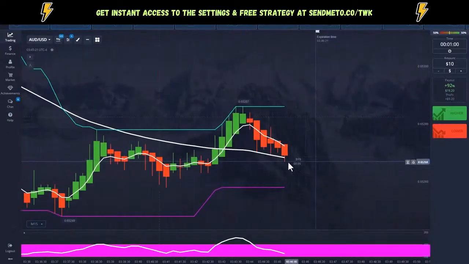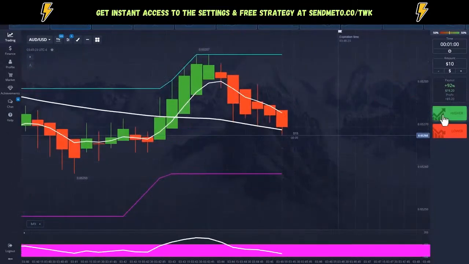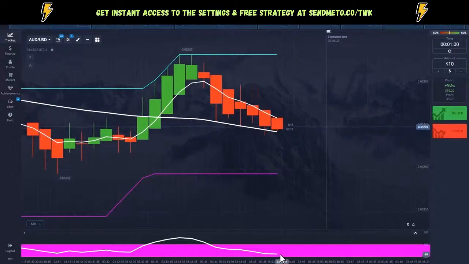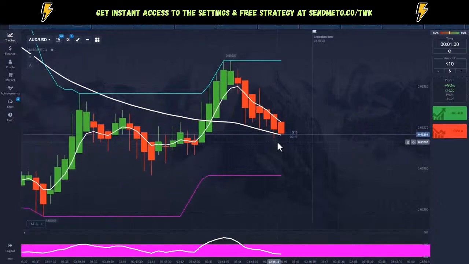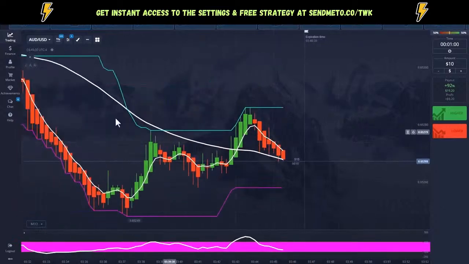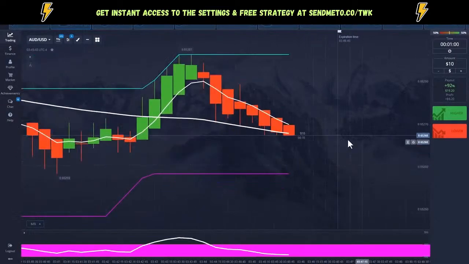As you can see, we are currently rejecting off of the 55 right now. You can also see that the CCI is at negative 60 and it is pointing down. Eventually this is going to break, and we can see that we were below the 55, we went above the 55, and now we're coming back down. We're going to go and take some trades.